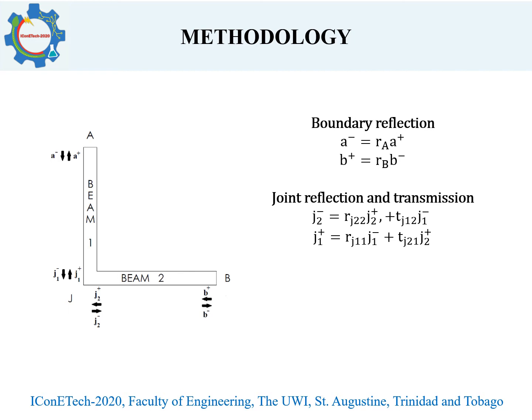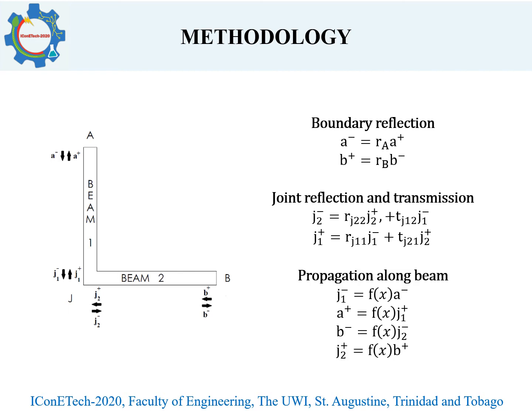Now to obtain the wave equations and wave relations, one simply needs to observe which wave components are flowing into each other and how they are affected. They are split up into three domains. Boundary reflection, so that would be at this point here and here. Joint reflection and transmission, which would be the outward coming components of the joint, which would be J2 minus and J1 plus, and the propagation of the waves along the beam. So that would be A plus, B minus, and J2 plus, and J1 minus.